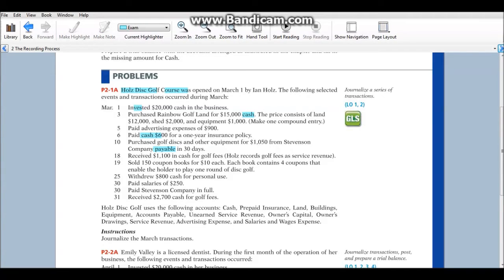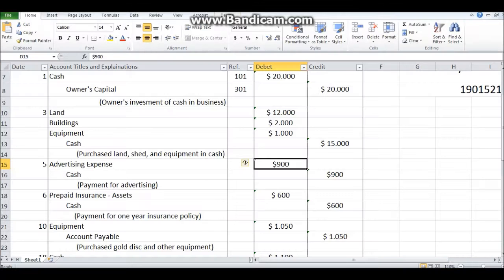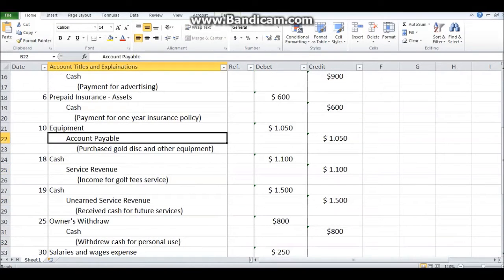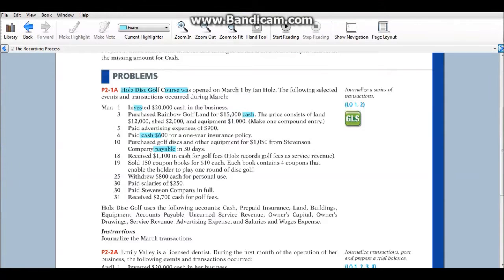Right, so payable means that they are not paying in cash, rather they pay in payable. So there'll be equipment on debit and accounts payable on credit, $1,050. 18th of March, receive 1,100 in cash. So just highlight that. Every time you read the question, you probably need to highlight the key point so that you won't be confused whether it is cash or payable and all that.